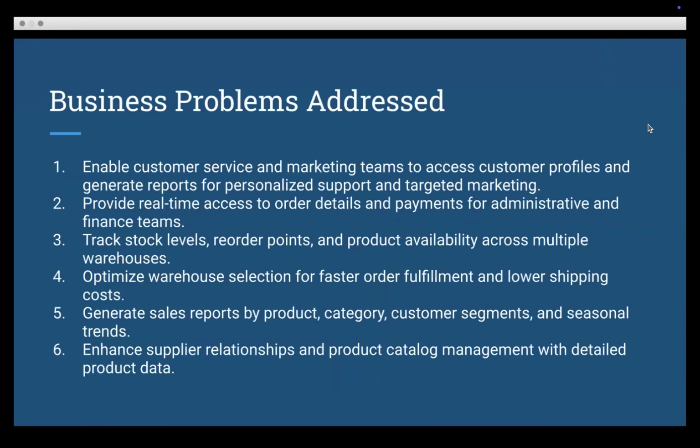Next. Some of the business problems we addressed in line with our goals for this database were to allow customer service and marketing teams to access profiles for personalized support and targeted campaigns, focus on real-time access for orders and payments, track warehouse operations like stock levels, setting reorder points, and accessing product availability, focusing on warehouse selection to reduce shipping and delivery times, and to generate detailed sales reports and detailed stock data to better understand the business and improve relationships with suppliers.